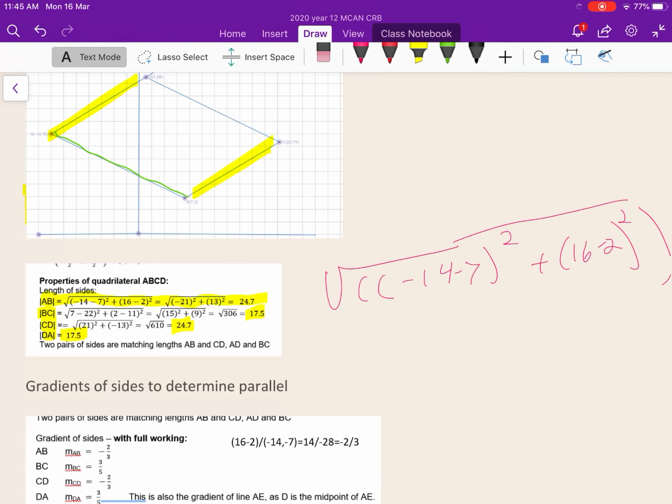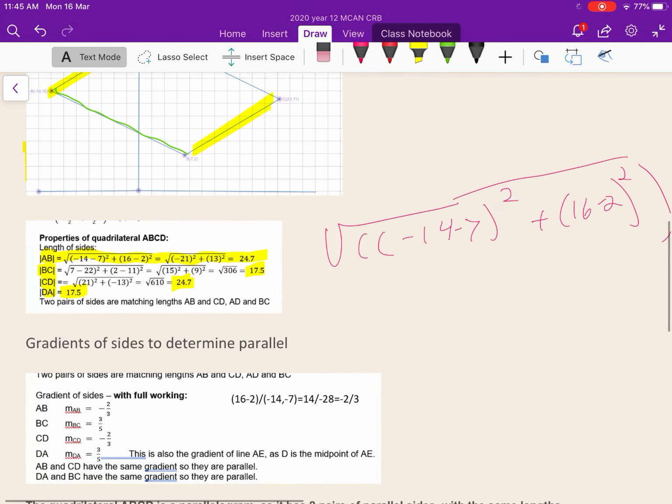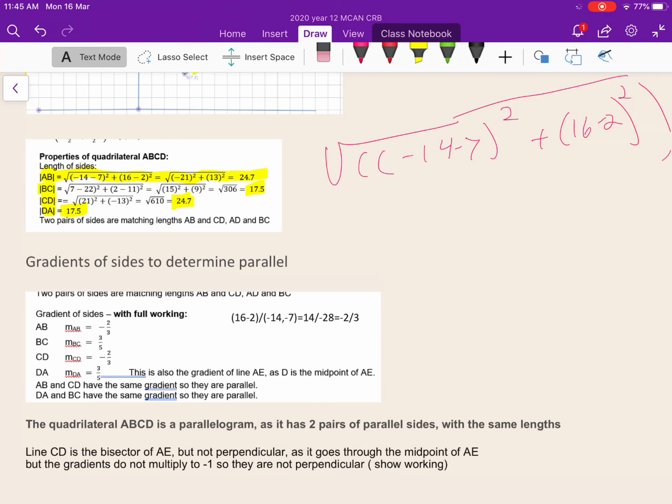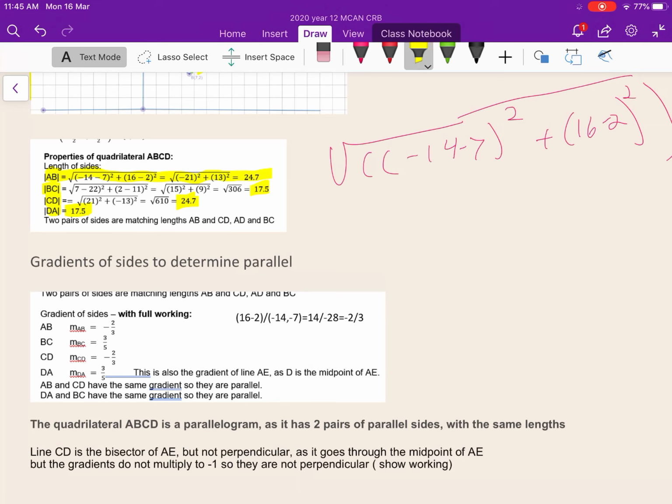So we've got to talk about their gradients. So I'm going to look at the gradients of these lines. So I'm going to find the gradient of AB and BC and CD and DA. And so I've got the gradients. Now you need to show your working, right? So you need to put it in lowest terms, and you need to show full working for finding gradients. I haven't shown all the working, but you would do that.